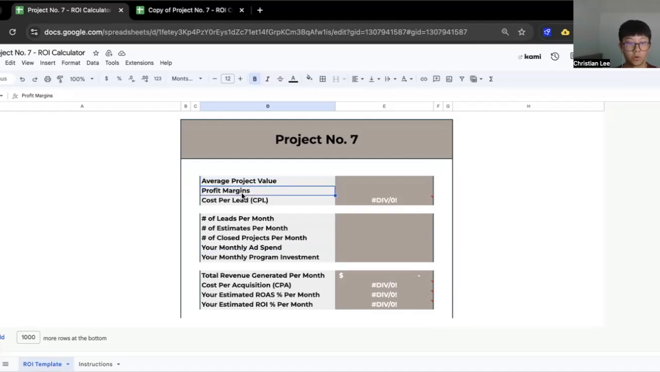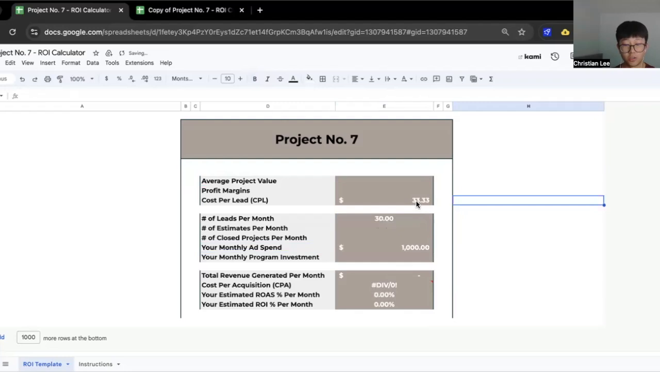Then you just input your profit margins, and then you actually calculate your cost per lead by dividing your monthly ad spend by the number of leads you get per month. So assuming you spend, let's say, 1,000 monthly ad spend and you're generating 30 leads a month, that means each lead costs $33 or roughly.